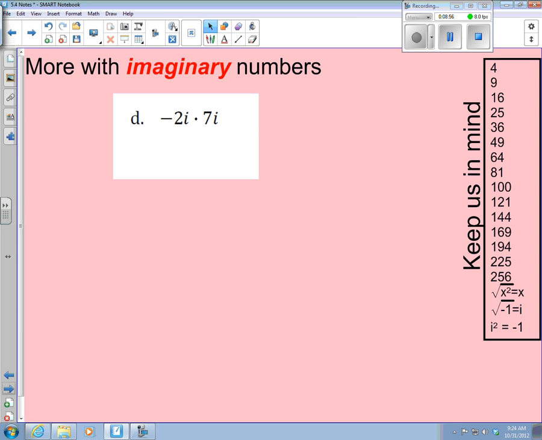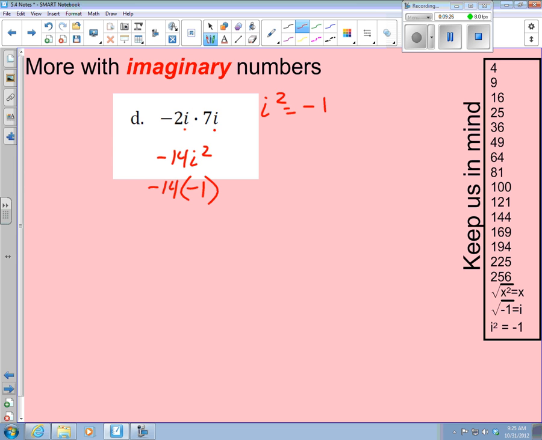I want to show you this one. Multiplying two imaginary numbers. There is no square roots. But I know this i is the square root of negative 1, and this i is the square root of negative 1. How we multiply these two is simply this. You multiply the negative 2 times the 7, that's negative 14. And just like variables, you multiply the i times the i. i times i is i squared. So I end up getting negative 14 times, well, I know this, i squared is equal to negative 1. So I end up getting positive 14.